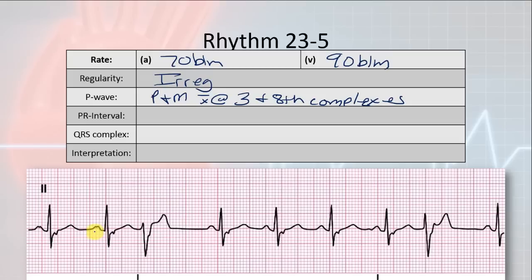PR intervals, when they are present, look to be about 1, 2, 3, maybe 4, so 0.16 second, which is normal. The QRS complexes, when they're normal, are about 0.08 seconds. The interpretation, first thing you want to interpret is the underlying rhythm, which in this case is a sinus rhythm, but it's with this other weird stuff that's going on. This is another one of those rhythms in this book they identified as premature junctional complexes.